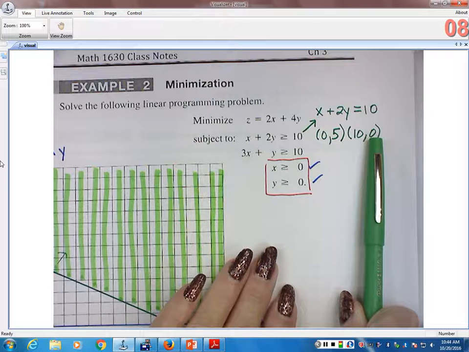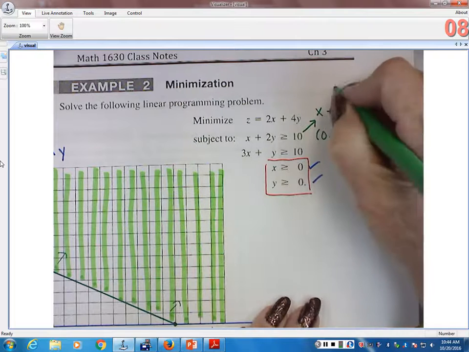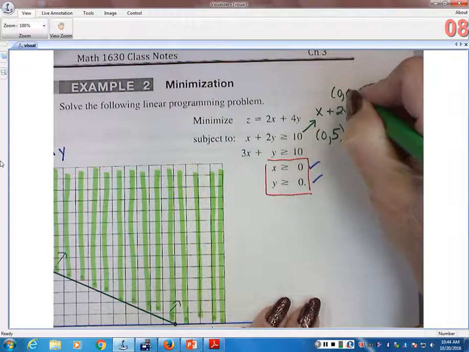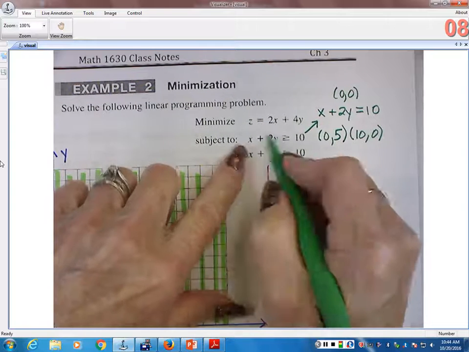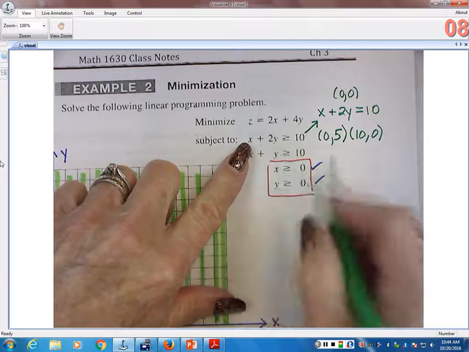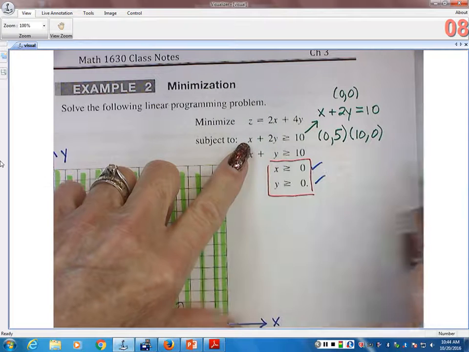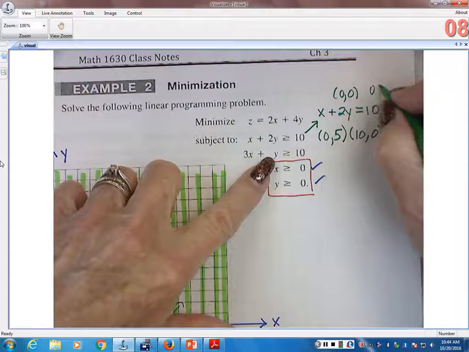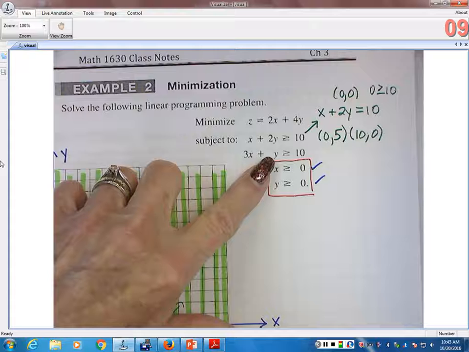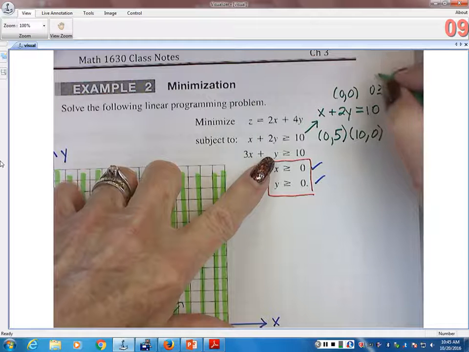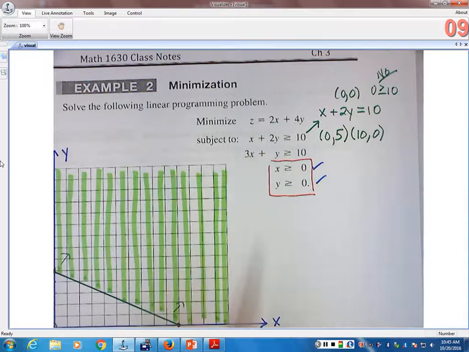Because if you're choosing 0, 0 as your test point, and you plug 0, 0 in here, you get a statement that 0 plus 2 times 0 is 0, and 0 is, in fact, not equal to or greater than 10. So we don't want to shade towards 0, 0. We shade to the other side. Okay? Does that work for everybody?